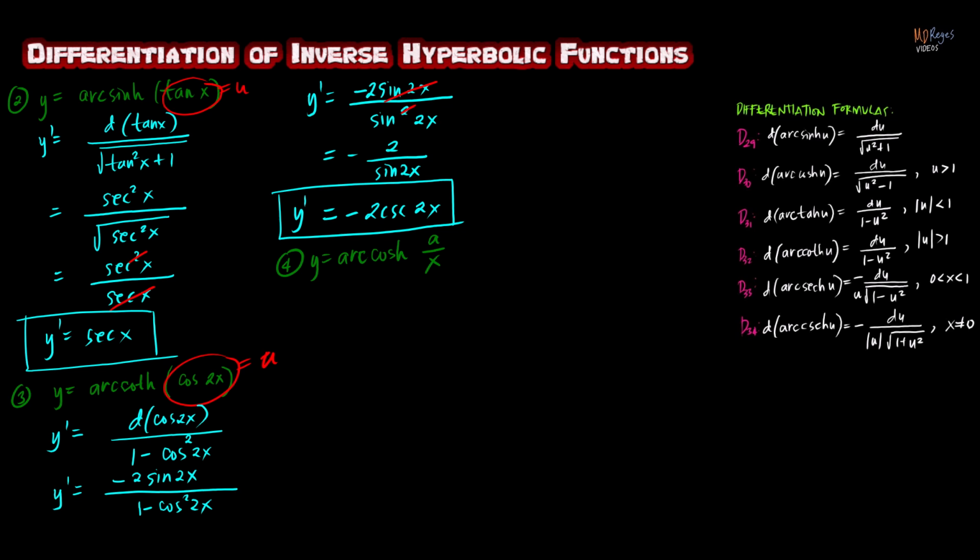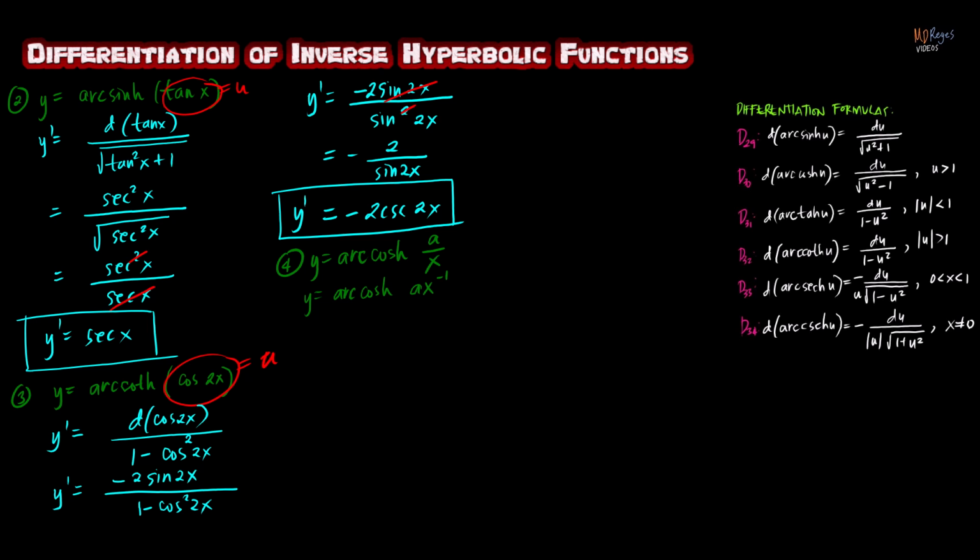Function in number 4 is in the form d30. This is y equals arc hyperbolic cosine of a over x. So if we are to differentiate with respect to x, then we have to take a as a constant. We can also write the function as y equals arc hyperbolic cosine of a times x raised to negative 1. Remember that a is just a constant.